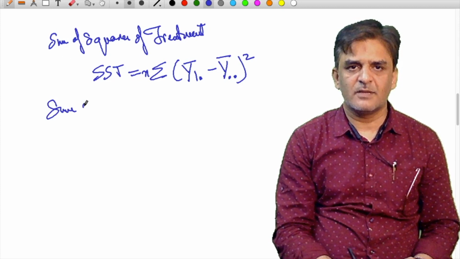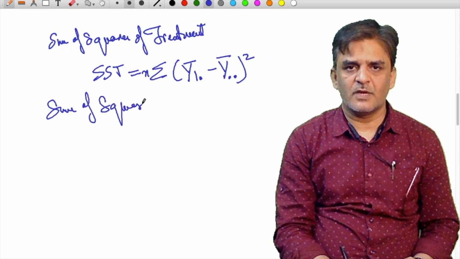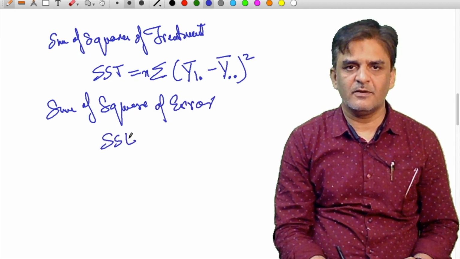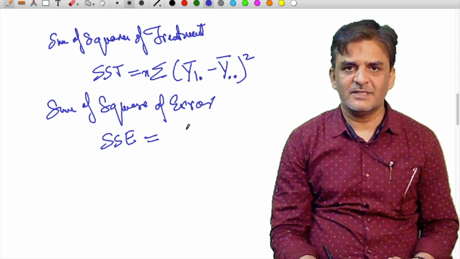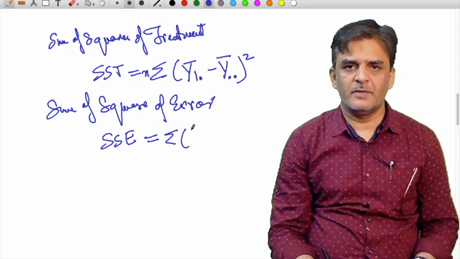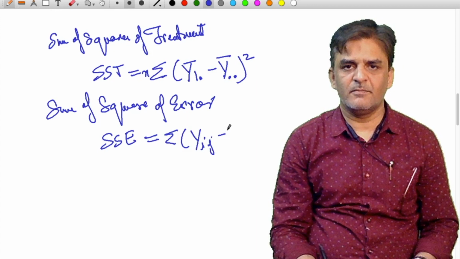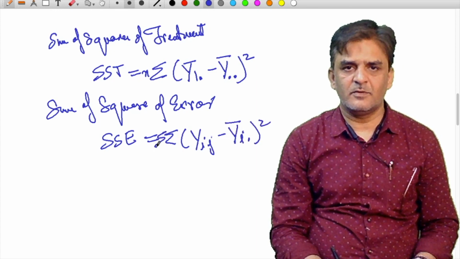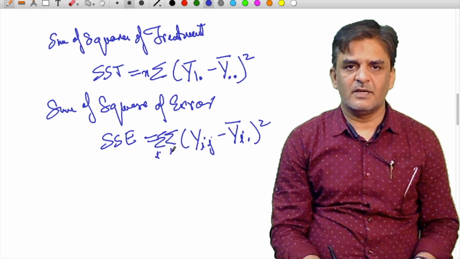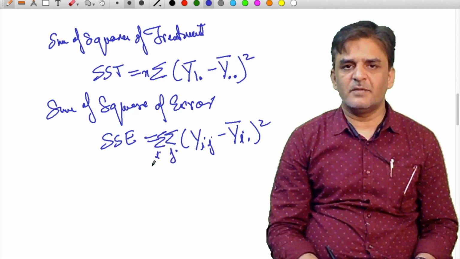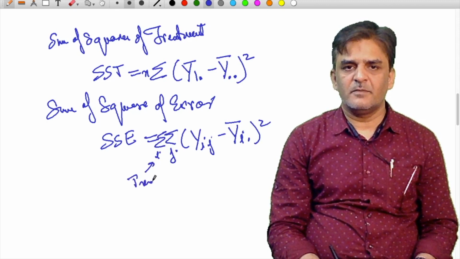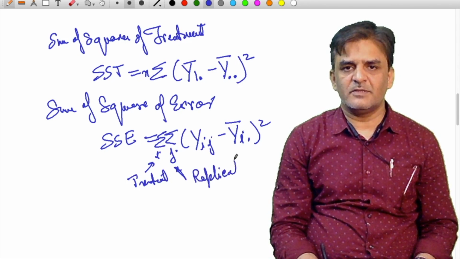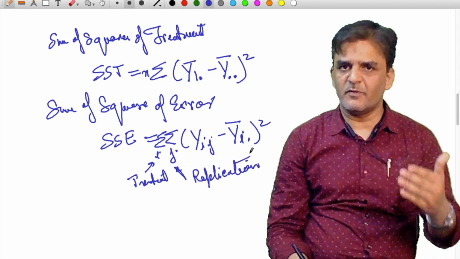Then sum of square of error, that is the variability due to the randomness, which is nothing but summation of (y ij minus y bar i dot) square. There will be two summations, i and j. i represents treatment and j represents your replication. I am taking the concept of one-way ANOVA first.